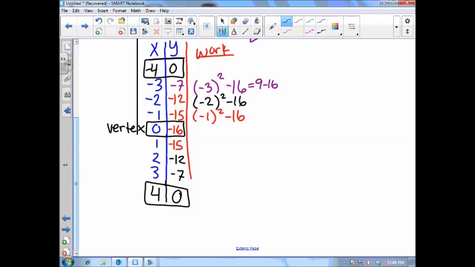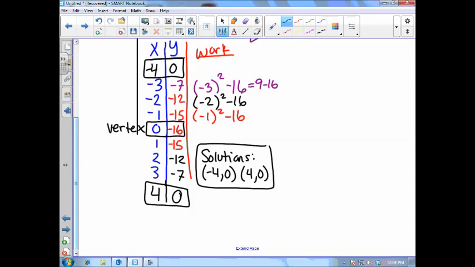So we found our solutions. Our solutions are points. Now make sure you actually write it as a point. Make sure to use parentheses: negative 4, comma 0, close the parenthesis, and positive 4, comma 0. Okay, and let's graph this now and show what we just discovered.